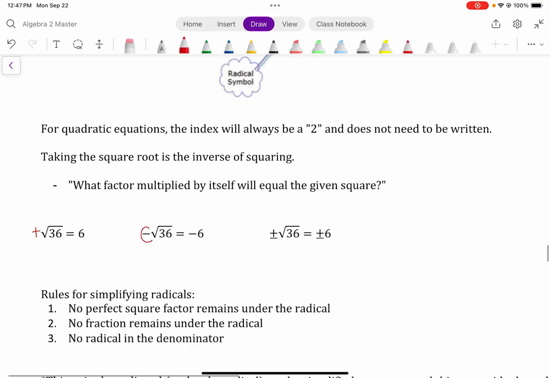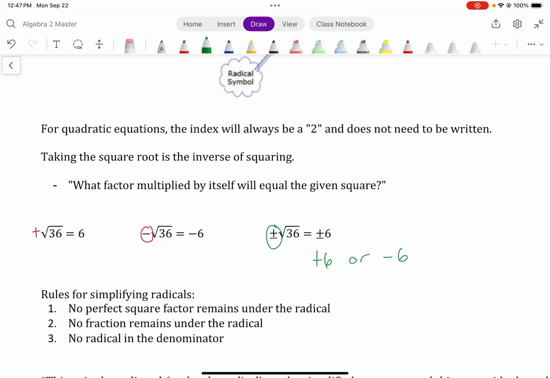Here I'm giving you a negative square root of 36. Well, the square root of 36 is still 6, but now my answer has to be the negative. If I give you a plus or minus symbol, I'm going to have a plus or minus symbol. This means plus 6 or minus 6. And where this matters is when we take the square root. When it's not there and we put it there, you are going to get 2 answers every single time.